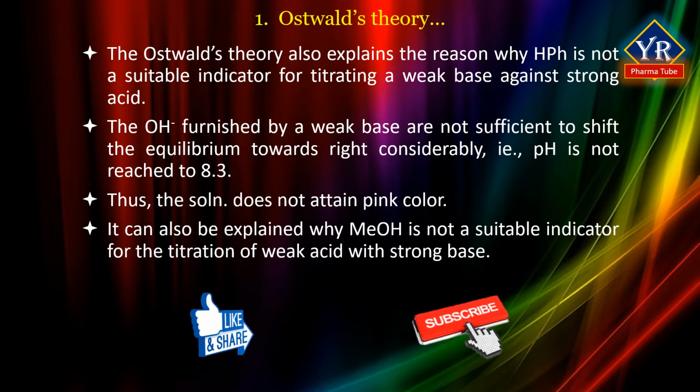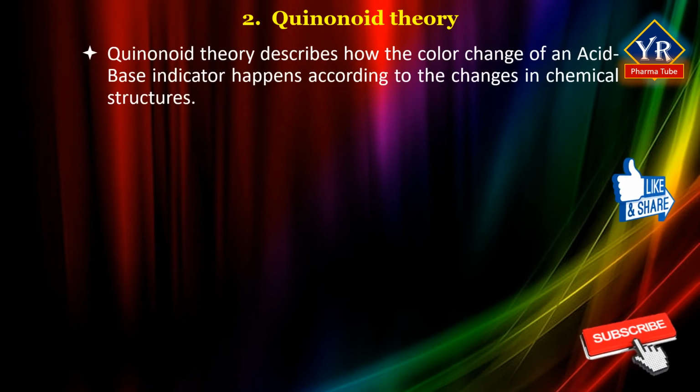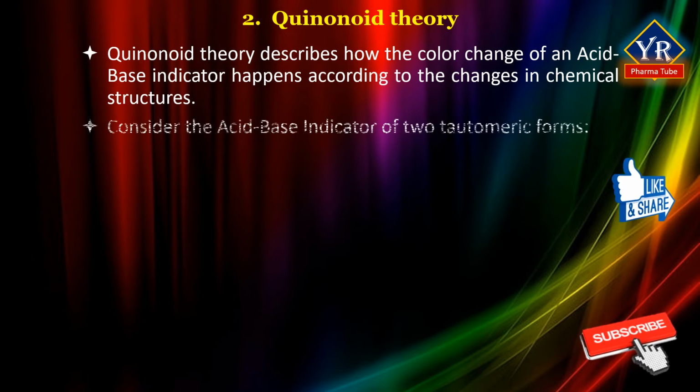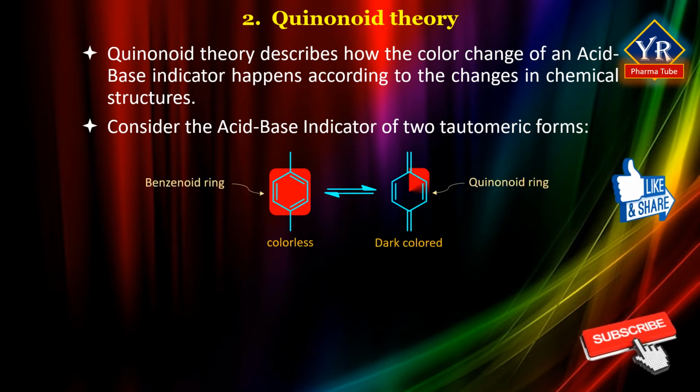And number 2, quinonoid theory. Quinonoid theory simply describes how the color change of an acid-base indicator happens according to the changes in chemical structures. Here, we consider that an acid-base indicator exists in an equilibrium mixture of two tautomeric forms as shown in the figure. These two forms are named benzenoid form and quinonoid form.